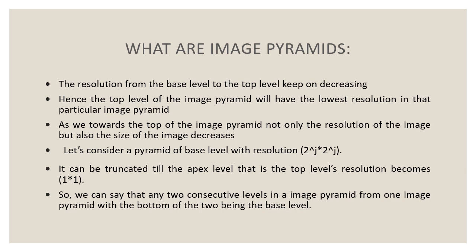Let us consider a pyramid whose base level has resolution 2^j x 2^j. It can be truncated till the apex level, that is, the top level's resolution becomes 1 x 1. We can also conclude that two consecutive levels in an image pyramid form one image pyramid which is a subset of the given image pyramid, with the bottom of the two being the base level.